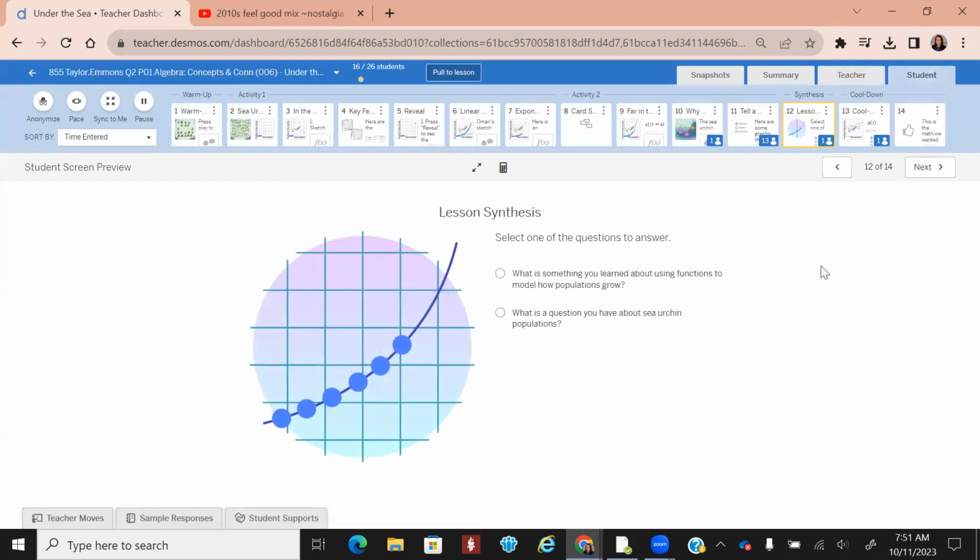All right, let's go ahead and go to slide 12. Select one of the questions to answer. What is something you learned about using functions to model how populations grow? Or what is a question that you have about sea urchin population? Pick one of the questions to answer.